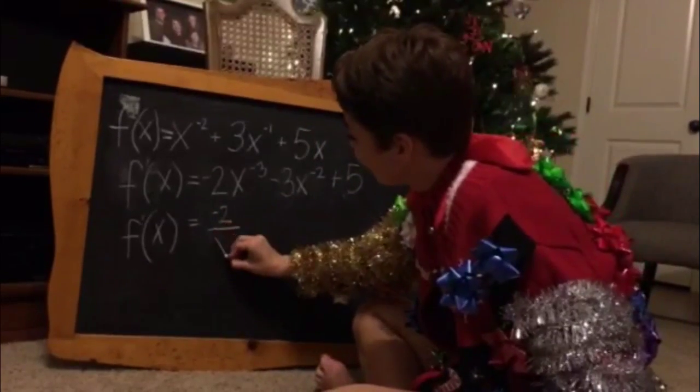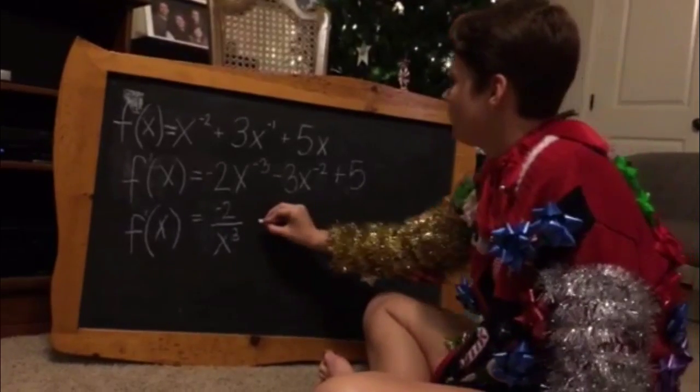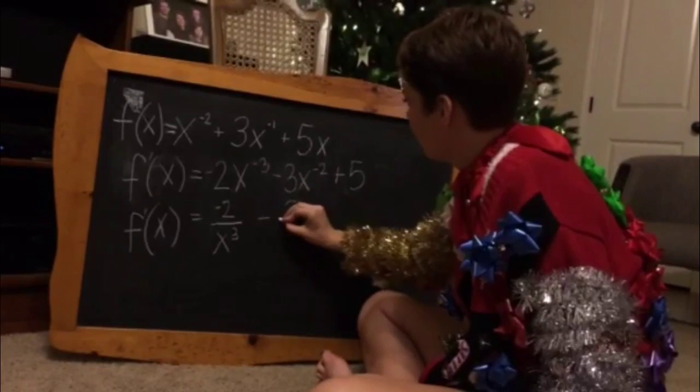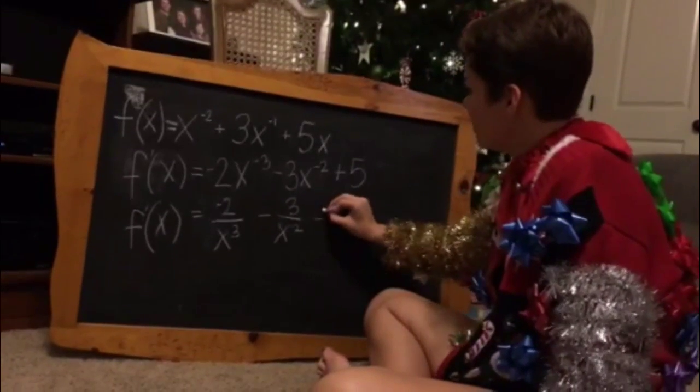And so we have negative 2 over x to the third. And then we can do that with the next one. 3 over x to the second plus 5.